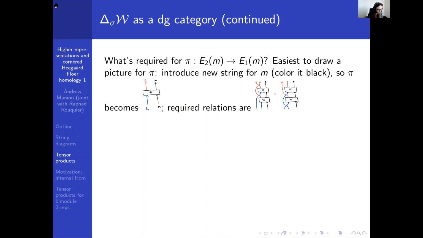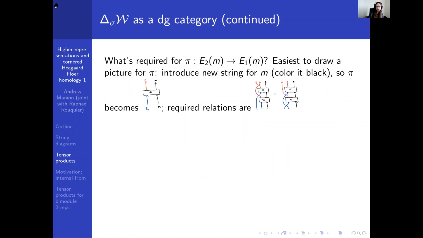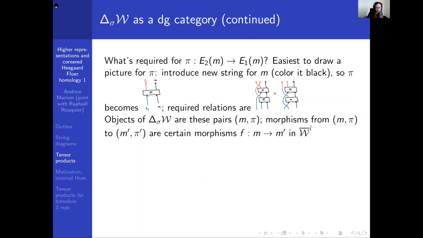And so then, okay, what I'm trying to say is which M pi are allowed to be objects of delta sigma of W. Well, it's the one such that pi satisfies this relation, okay? So if you have an M, and then I have a pi such that this is going to be natural transformation on the left equals this, well, really I wouldn't say a natural transformation, it's a morphism in W bar I on the left equals this morphism in W bar I on the right. Then I have a valid object of this diagonal action construction delta sigma of W, okay?